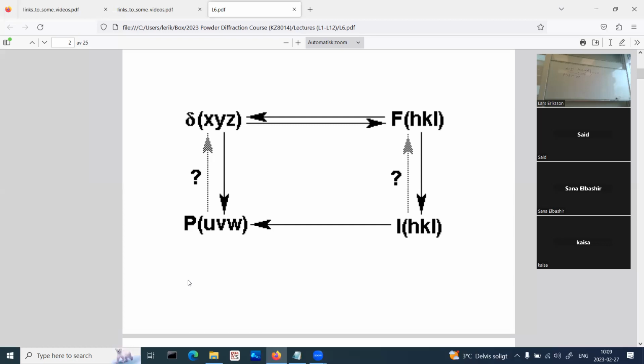But we could, however, calculate something called the Patterson function, which is distance. And there are some problems going to the traditional real space structure from the Patterson function also.